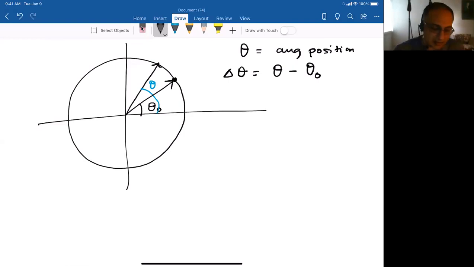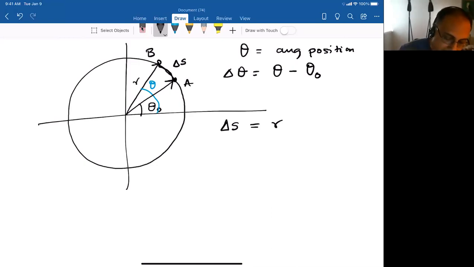Okay, so now suppose the particle moves from point A to point B along the circle, and the radius of the circle is r. So that's the magnitude of its position vector. Another question is, what distance does it cover along the circle? What is the length of arc that it covers? Let's call this distance delta s. So that's the length of arc between the points A and B. And in the video, I explained that delta s, the arc length, is going to be r times delta theta.